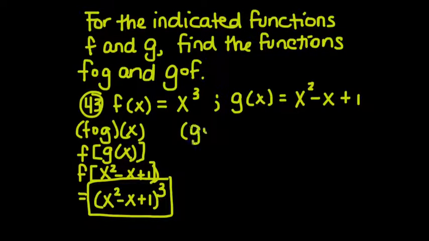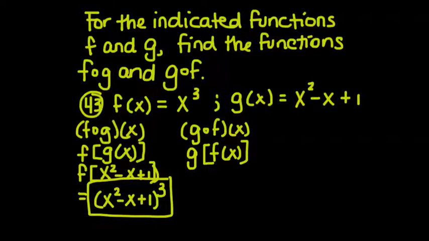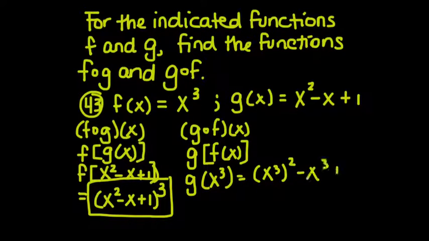To take g composed with f of x, I'm actually taking g of f of x, which means I am finding g of x cubed. So anywhere that I see that domain value of x in the function g, I'm going to replace it with an x cubed. So that gives me x cubed squared minus x cubed plus 1. X cubed quantity squared is x to the 6th minus x cubed plus 1.